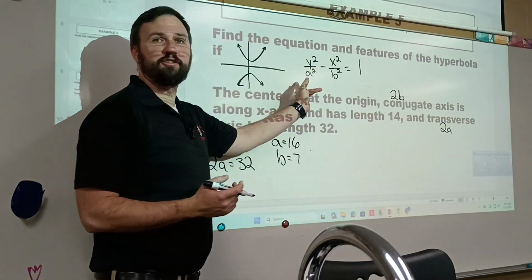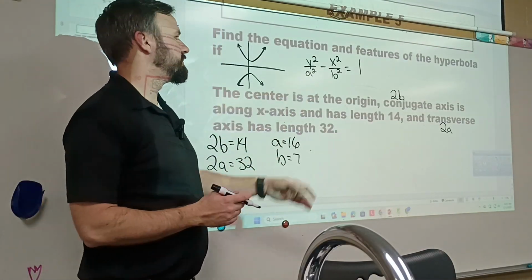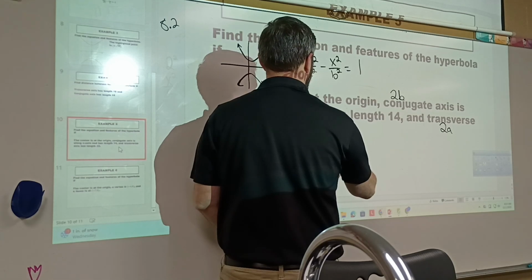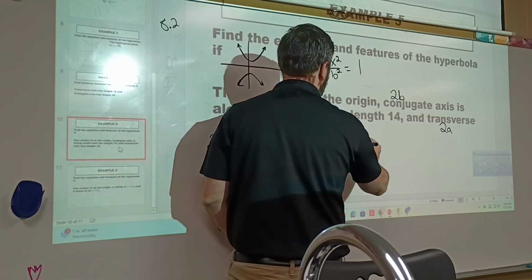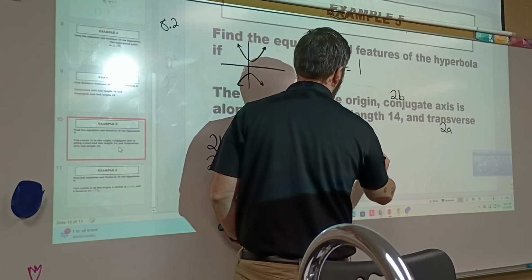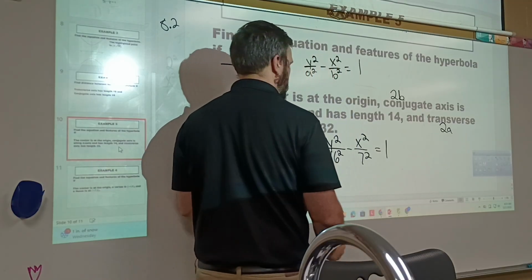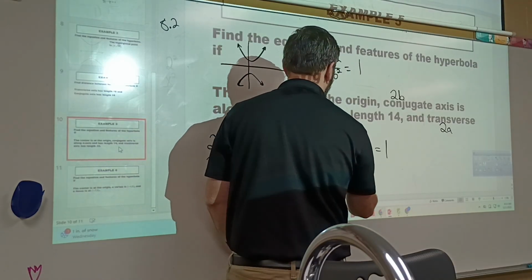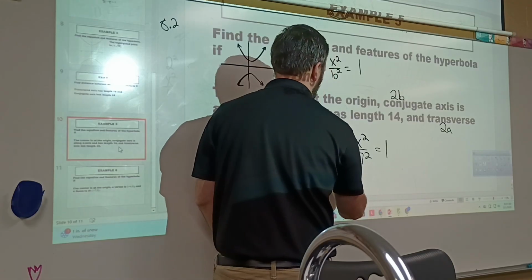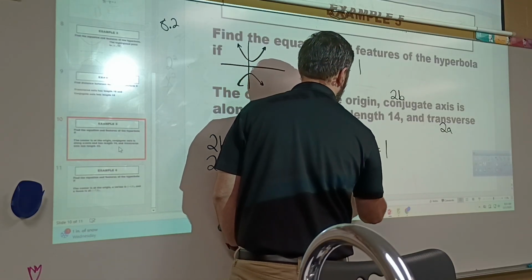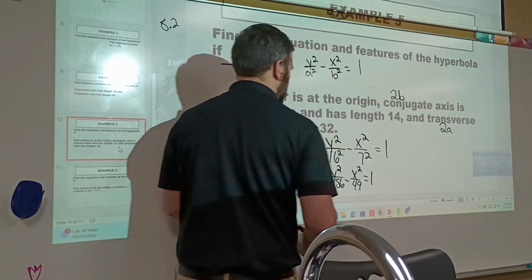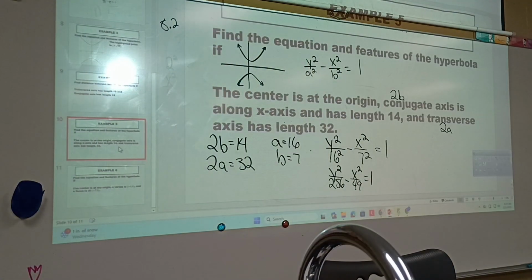Is that enough information just to plug into that wicked beast up there? Yeah. So I get y squared over 16 squared minus x squared over 7 squared equals 1. So it's y squared over 256 minus x squared over 49 equals 1. And that's all I have for today. All right.